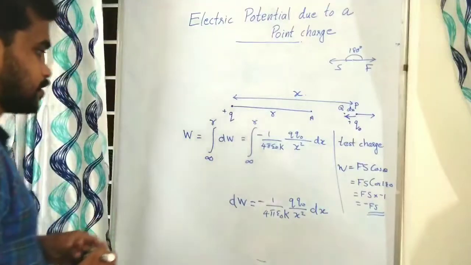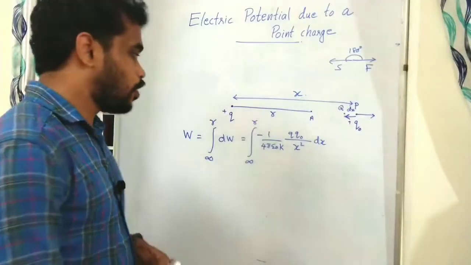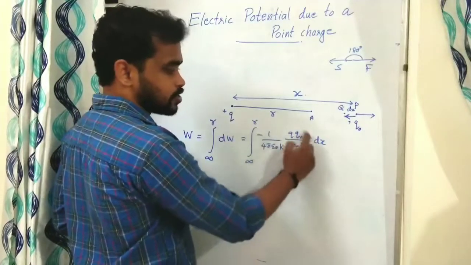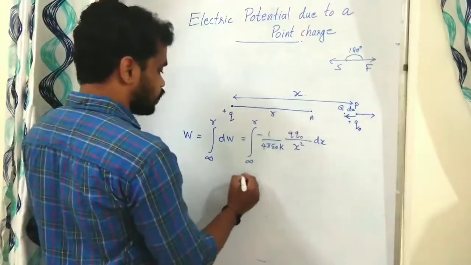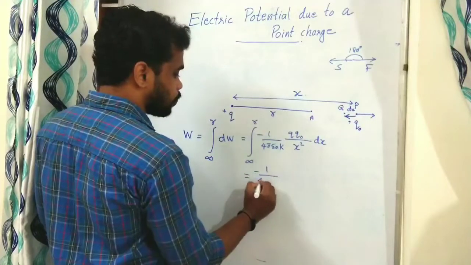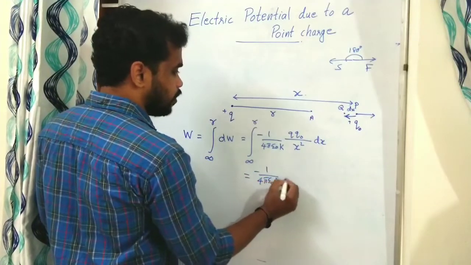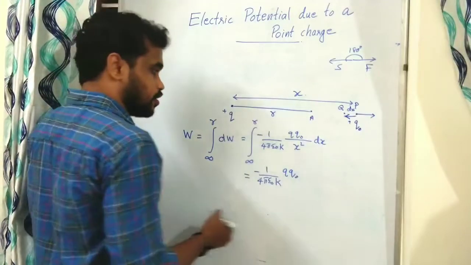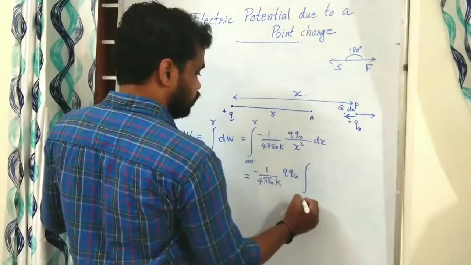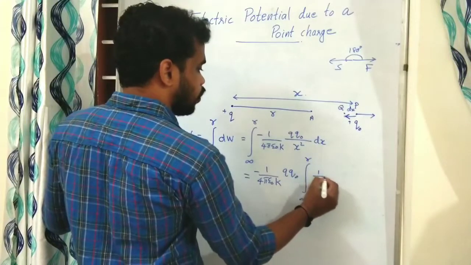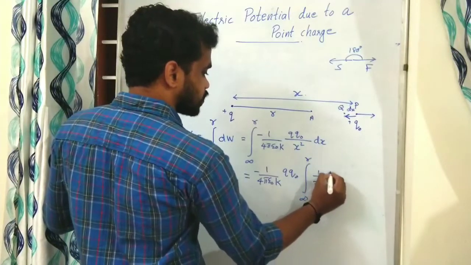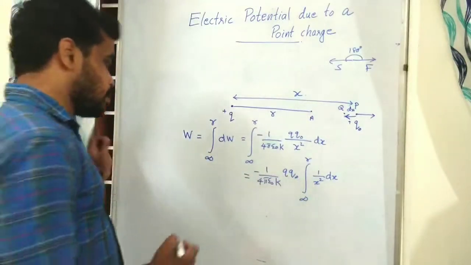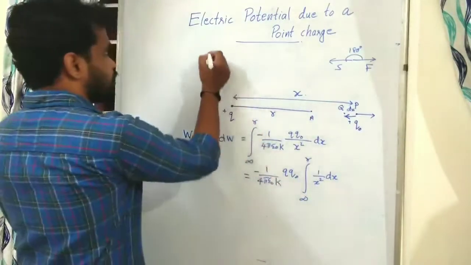Here 1 by 4 pi epsilon 0 k q0 are constants. Therefore, we can take them outside of the integral. Therefore, minus 1 by 4 pi epsilon 0 k q0 we can take outside. Then the integral from infinity to r of 1 by x square dx. Then you have to integrate. I think you have already studied this in mathematics.